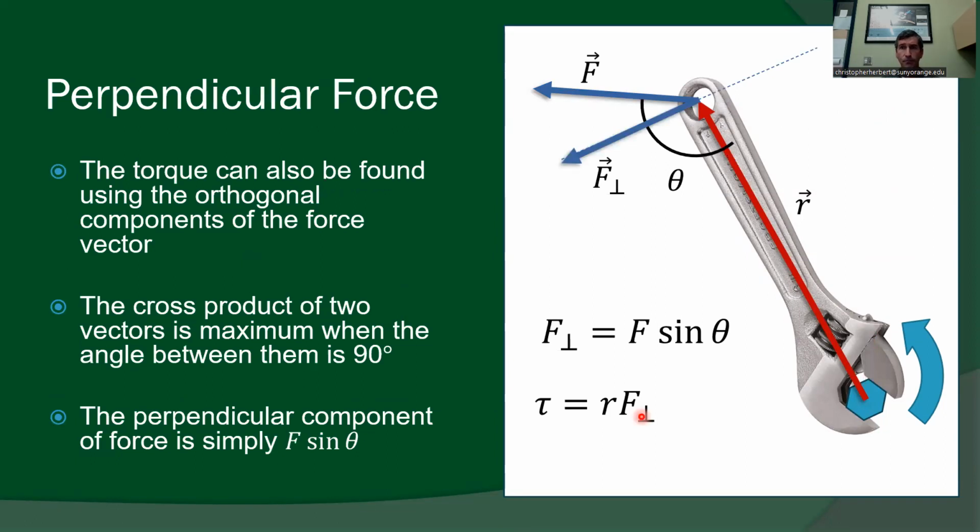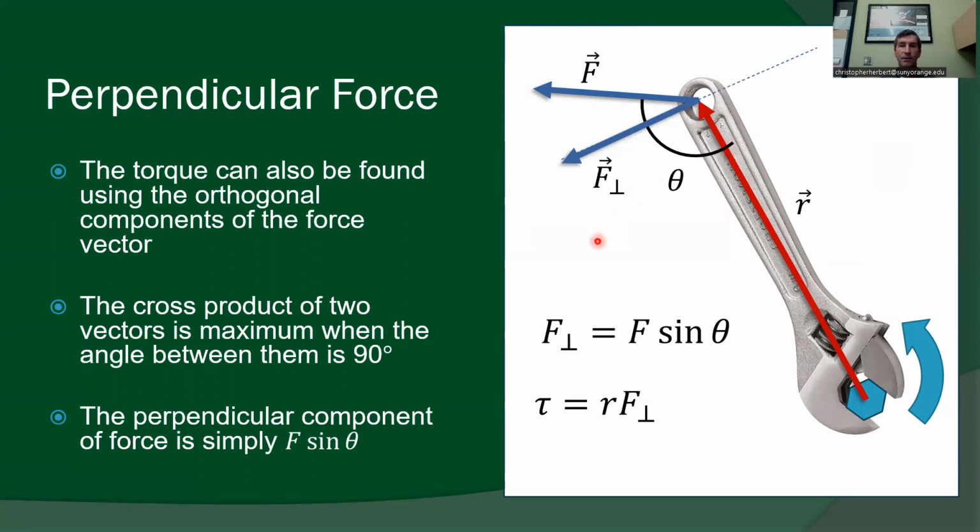Another approach is to combine sine with F. Here I calculate the perpendicular force, and only the perpendicular force will contribute to the torque. So no different than from what we had before. It's still torque equals RF sine theta, but here I'm taking the perpendicular force, which is just my overall force times sine theta. I'm taking this orthogonal component in this particular direction right here, where the parallel component does not contribute to the torque.